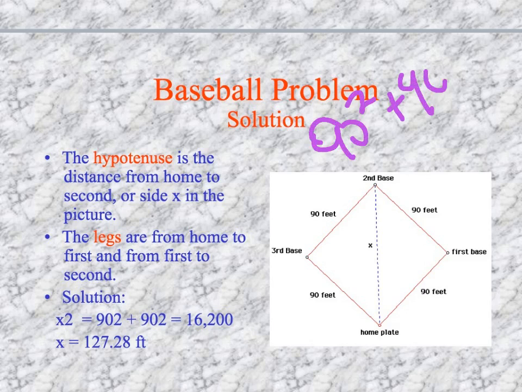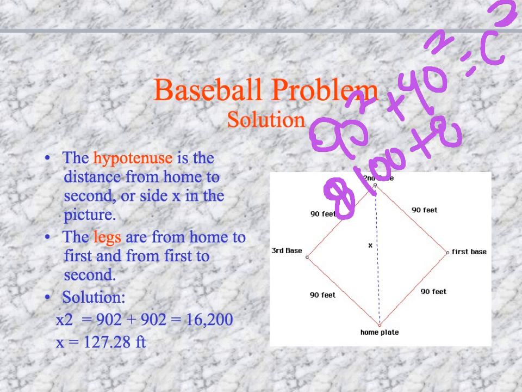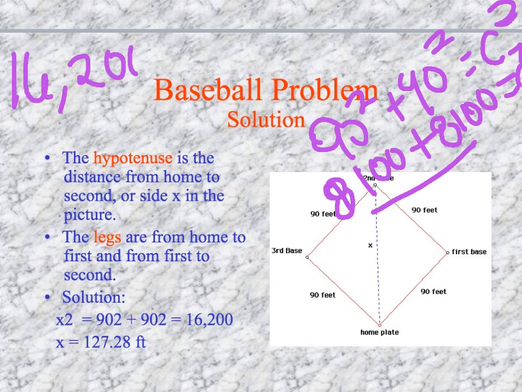squared plus 90 squared equals c squared. 90 squared is going to be 8100 plus 8100 equals c squared. Alright, so now we've got to do 8100 plus 8100. And when we add these two together, we're going to get 16,200 equals c squared. Right, well, we don't want to know what c squared is.